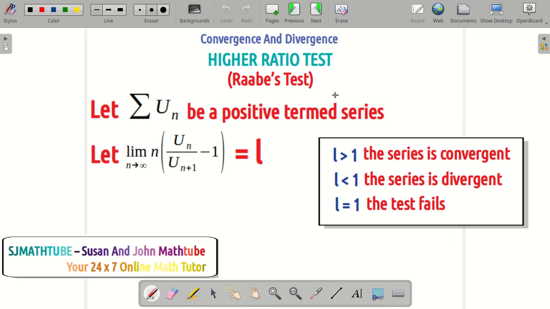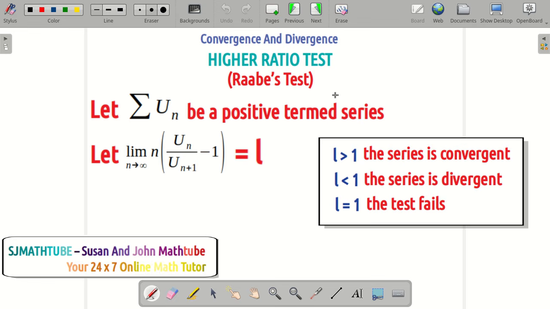It looks weird, I know, but this is the condition. And here goes the conclusion. L greater than 1, it is convergent. L less than 1, it is divergent. And L equal to 1, the test fails. I forgot to ask you the most important question. Do you have a pen and a paper? If not, get one and note all these things.